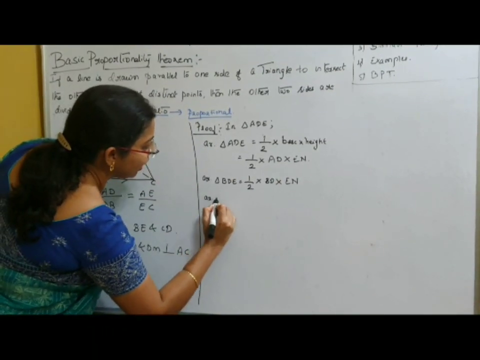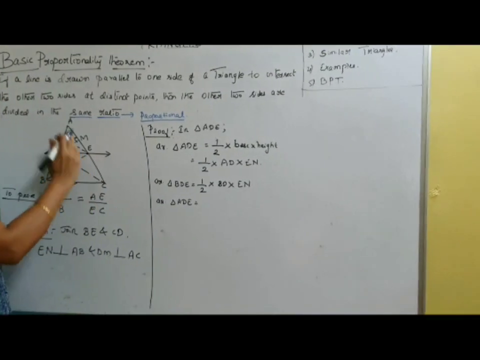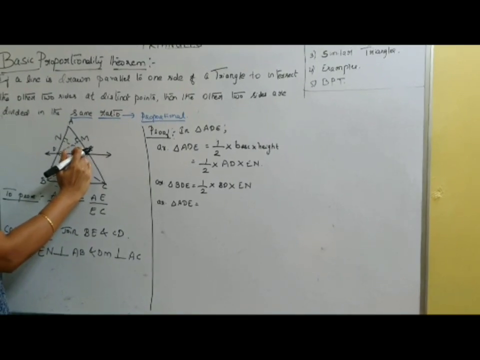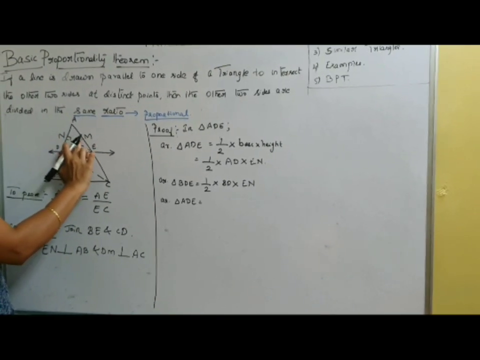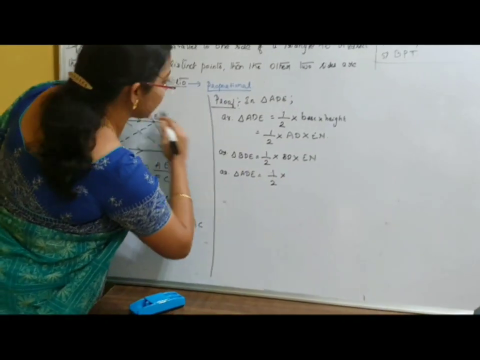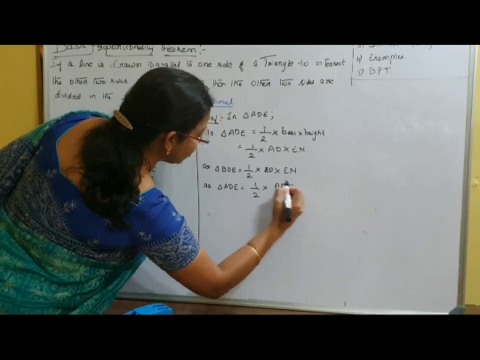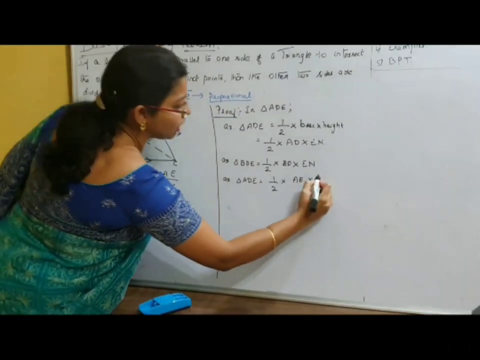Now, again we consider the triangle ADE. On the other side, we will consider AE as a base now. So, what is the perpendicular drawn? DM will be the perpendicular. So, the area of triangle ADE from this side is half base AE into the perpendicular DM.